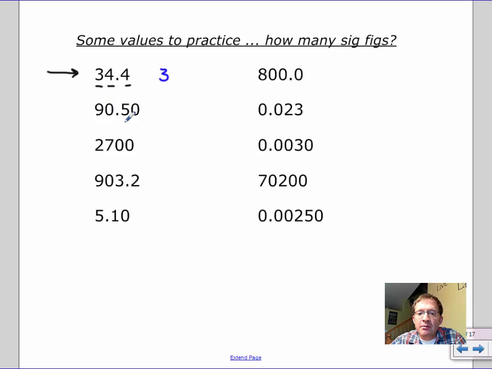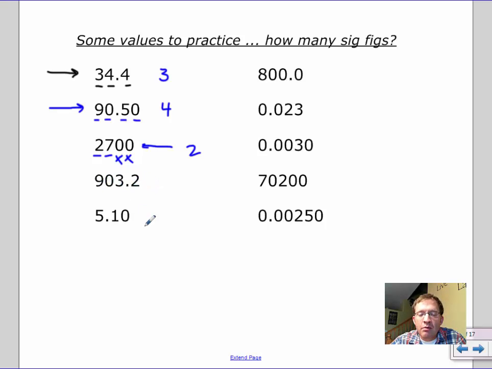In this example, the decimal point is present again, so we start from the left. 1, 2, 3, 4. Again, starting with the first non-zero, we get 4 significant figures. In the next example, the decimal point is absent. So we're going to start counting from right to left and start with the first non-zero. Not this one, but this 7 and this 2 gives us 2 significant figures, okay, in that value.